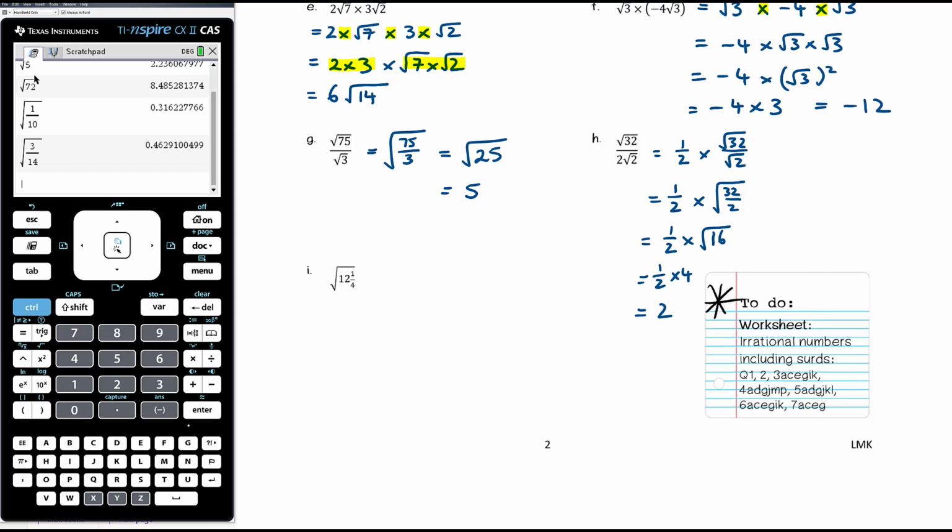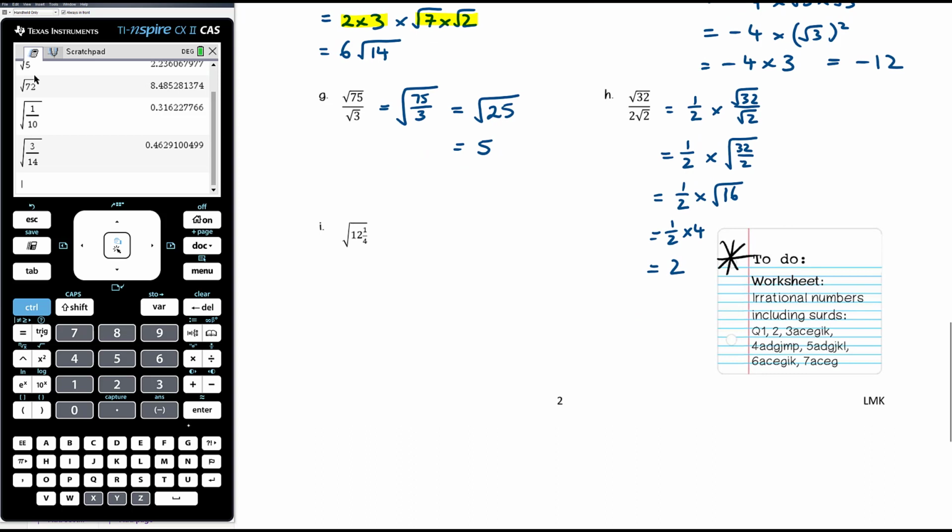And then finally, part I, we have the square root of 12 and 1/4. Now, let's be careful about mixed numbers. I really don't like mixed numbers. I really want you to move away from thinking in terms of mixed numbers and trying to work in terms of mixed numbers. So the minute I have a mixed number, the first thing I want to do is write it as an improper fraction. And the reason I need to be careful here is because 12 and 1/4 is 12 plus 1/4. So I cannot just do root 12 plus root 1/4. Okay? That's not how surds work. We can't break up surds like that when there's addition or subtraction.